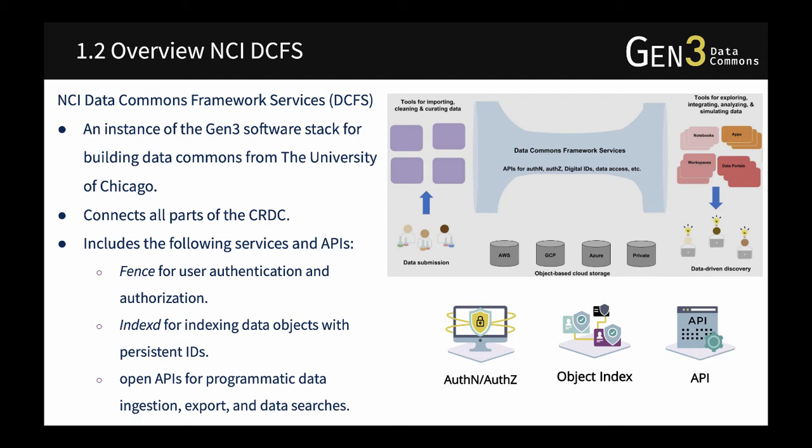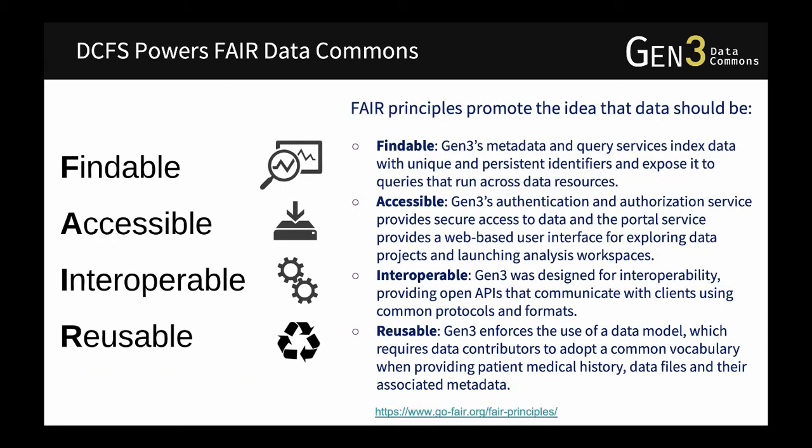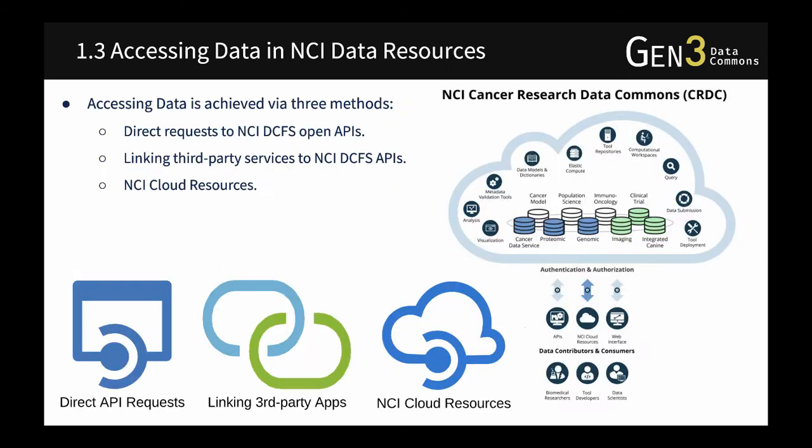These services include a data file indexing service that mints unique permanent digital IDs for files, authentication and authorization services for providing secure access to data, and open APIs for interoperability and integration of diverse third-party applications. The DCFS supports the core values of the CRDC by providing services that make data FAIR, or findable, accessible, interoperable, and reusable. There are 3 ways you can access the data in a CRDC resource: through direct request to the DCFS open APIs, by linking third-party services or web applications to the DCFS via its open APIs, or through cloud resources.